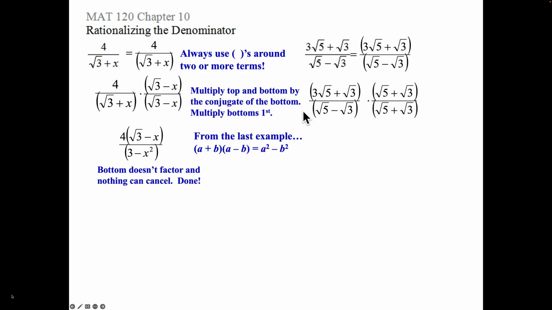All right, so the bottom. Multiply the first ones together. That'll be a 5. This will be a 3. 5 minus 3 on the bottom. The top, unfortunately, you have to FOIL out.